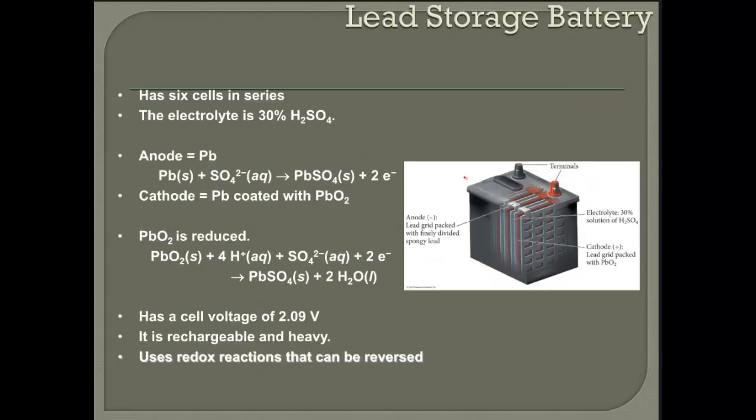The lead storage batteries, which is what you'll find in cars, has 6 cells in series. The electrolyte is 30% sulfuric acid. The anode is lead, there's lead plates in here. And the cathode is lead coated with lead oxide. Then the lead oxide is reduced. It has a cell voltage of 2.09 volts. It is rechargeable and very, very heavy. It uses redox reactions that can be reversed, which is why you're hooked up in the car to make it recharge.